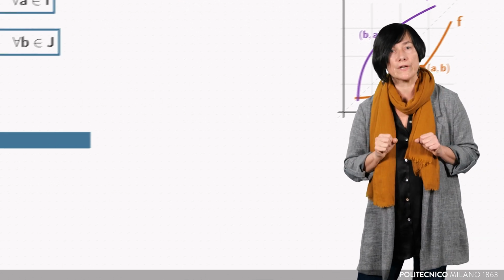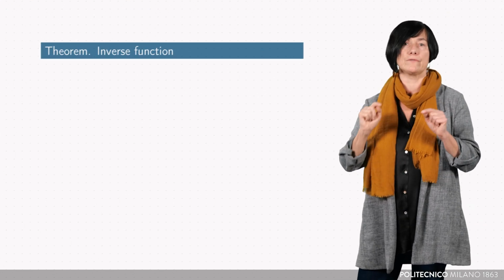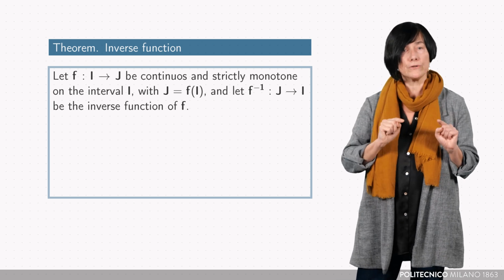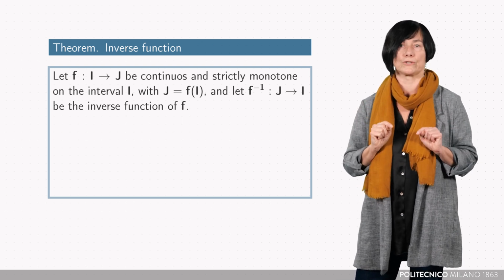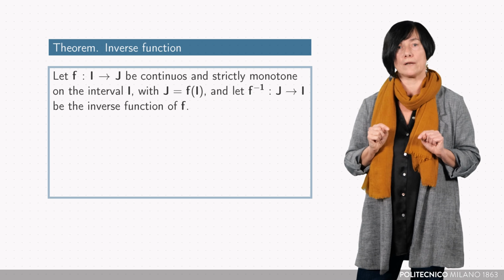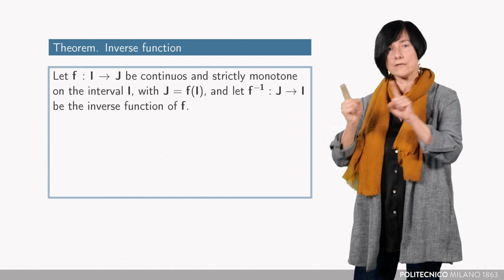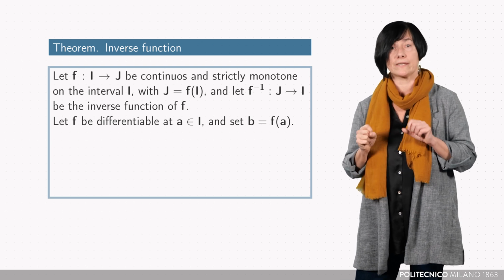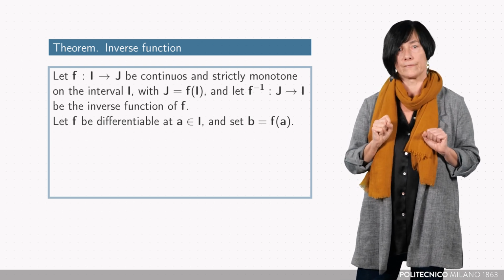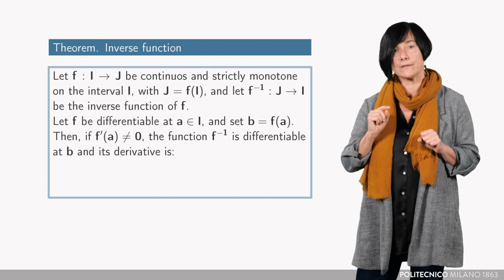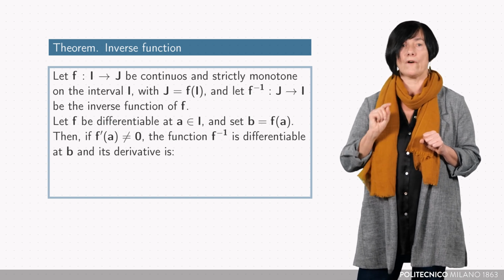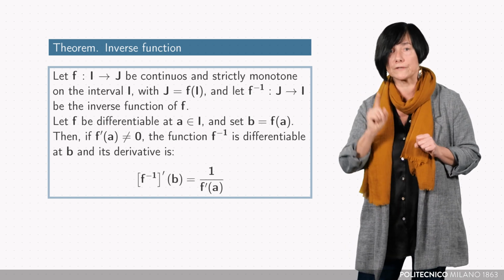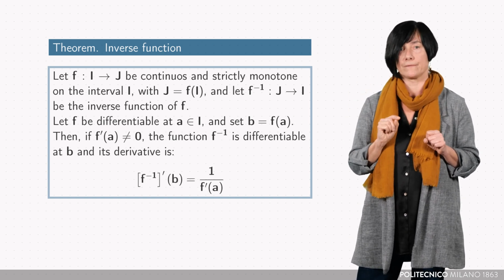We are now ready to state the theorem on the derivative of the inverse function. Let f from I to J be a continuous and strictly monotone function, and let f^-1 be its inverse defined from J to I. Assume that f is differentiable at a and set b equals f(a). Then, if f'(a) is not 0, the inverse function is differentiable at b and its derivative is 1 over the derivative of f evaluated at a.